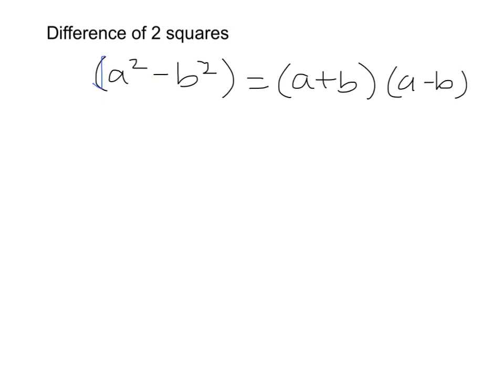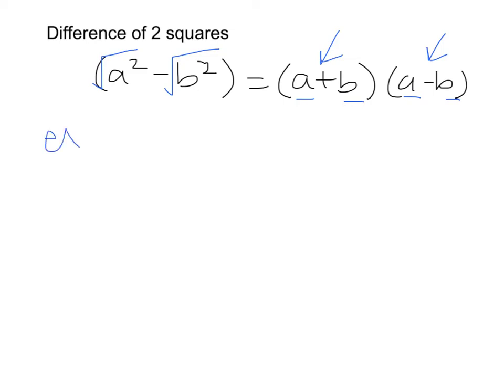And then if you notice, you just take the square root of the first term, take the square root of the last term, and place them in your parentheses. One of them gets a plus sign, the other one gets a minus sign. The reason one of them has to have a plus and the other one has to have a minus is that's the only way it's going to get rid of that middle linear term that you're given.